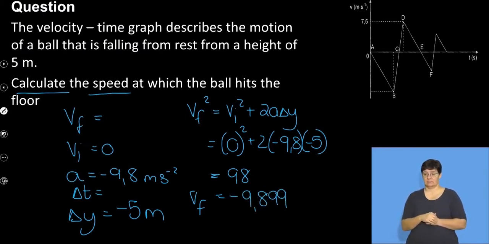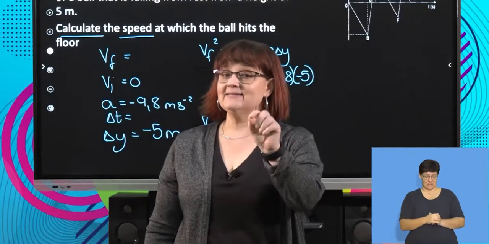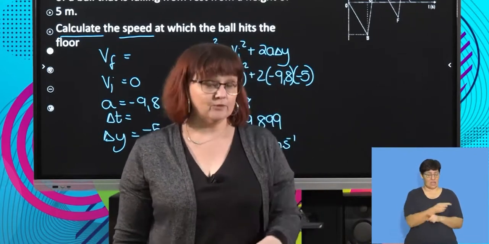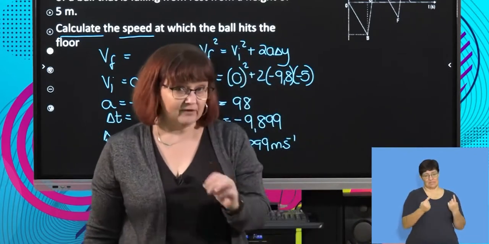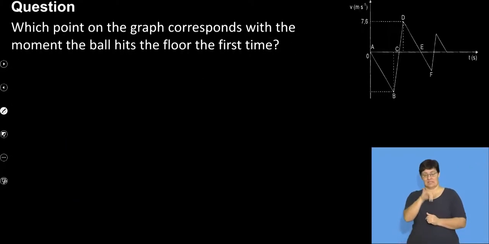All right, but they wanted speed. Speed doesn't matter about the direction. But speed must be positive. Speed is a scalar. I don't care about direction. Speed cannot be negative. Very, very important there. So now I know what the velocity is at B.